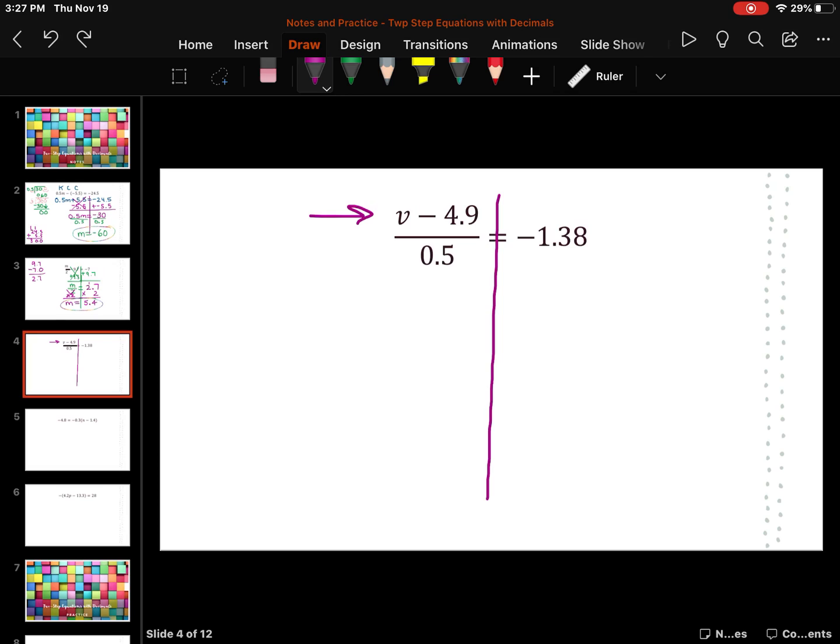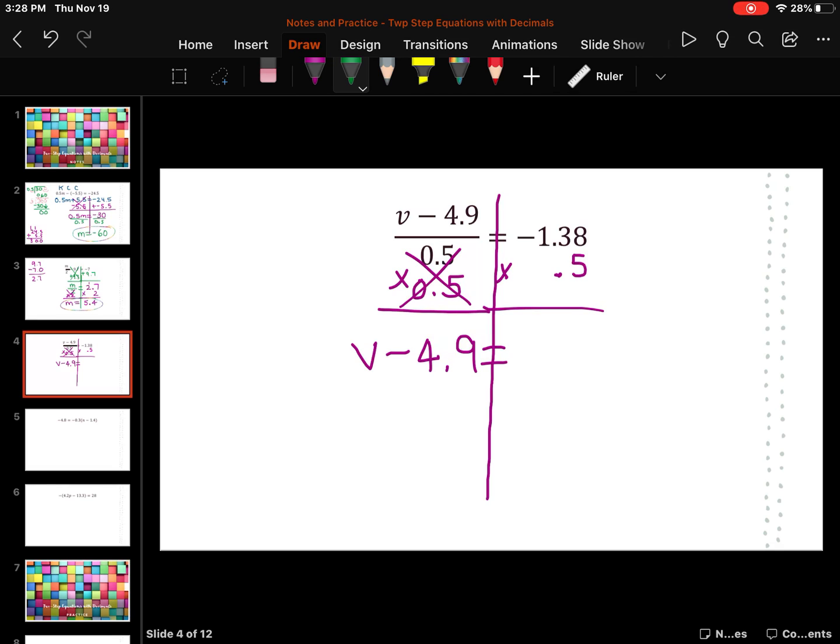So first things first, if I see division, I need to be doing multiplication. So to get rid of that 0.5 over here, I'm going to multiply by 0.5, which I'll just be left with v minus 4.9. Bring down your equal sign, but what I do to one side, I have to also do to the other. Be careful, remember when you're multiplying decimals, you don't line them up.